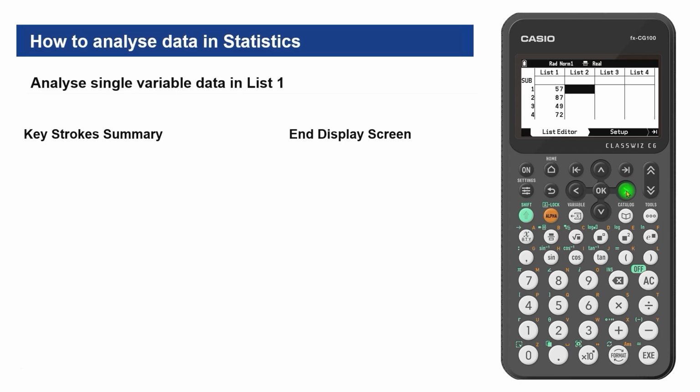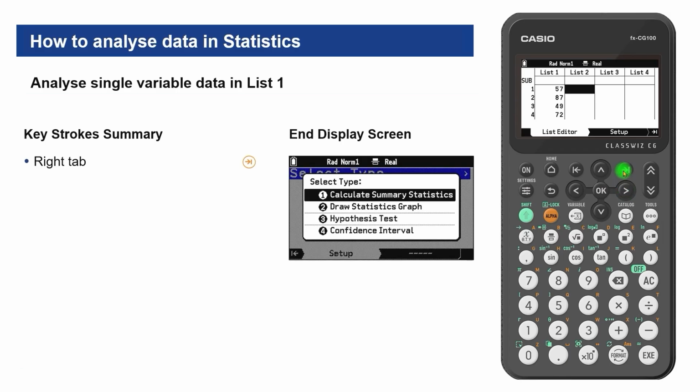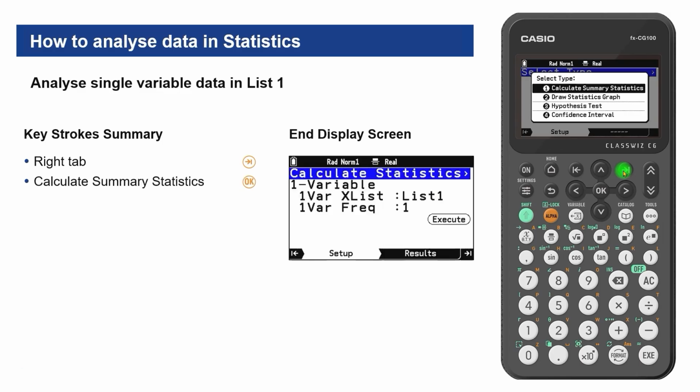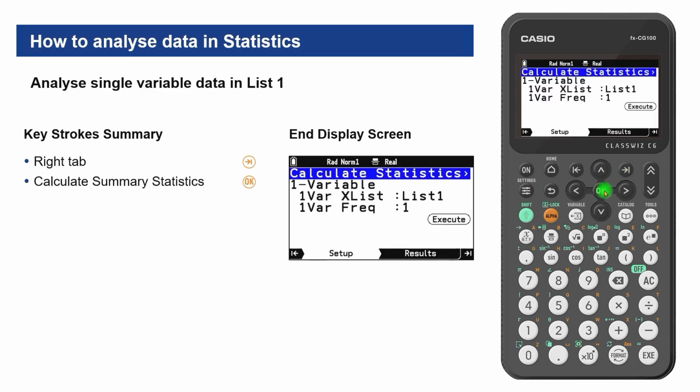We can now analyze the single variable data just entered. Press Right tab to go to Setup. A pop-up opens that allows you to calculate summary values, draw graphs, perform hypothesis tests, and determine confidence intervals. Select Calculate Summary Statistics. This screen allows both the type of data to be set and which lists of data to be used. As the default settings are List 1 data with a frequency of 1, no changes need to be made.